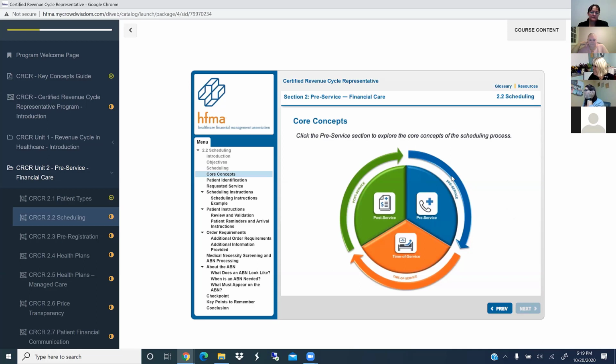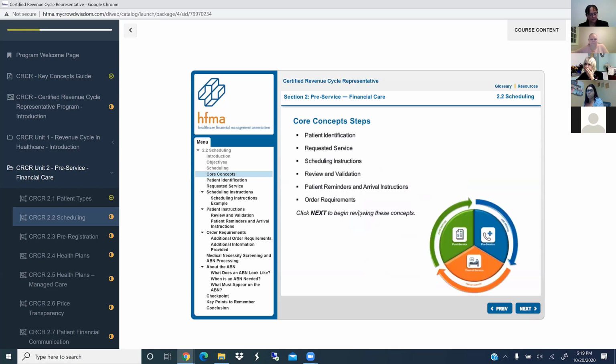So if you click the pre-service section, you can explore the core concepts of the scheduling process. So we'll go with the pre-service. If you click on that, the core steps are patient identification, requested service, scheduling instructions, review and validation, patient reminders and arrival instructions, and order requirements.